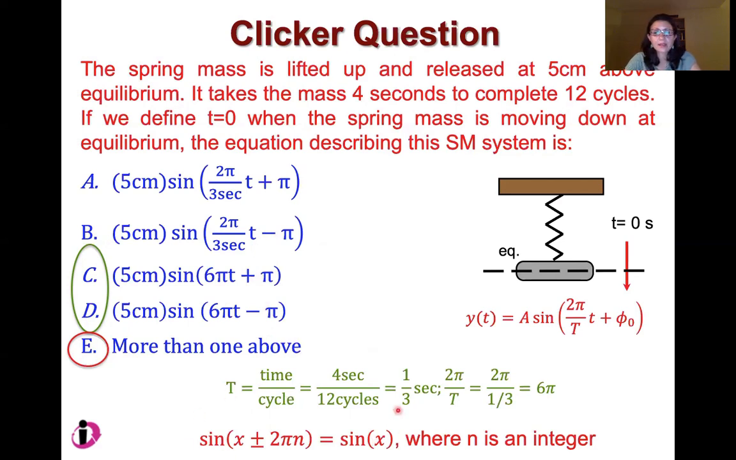And here I show you this property of the sine function. Whenever you add or subtract any multiple of 2 pi, you get back that same value of the sine function. So here n is an integer.